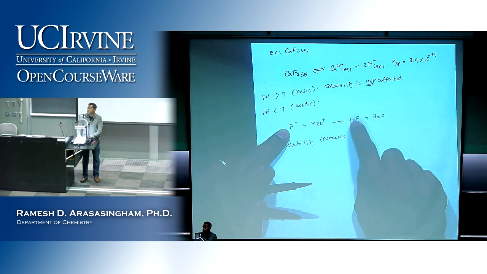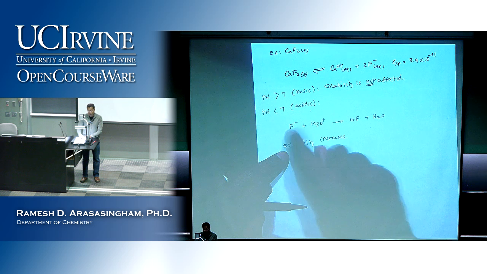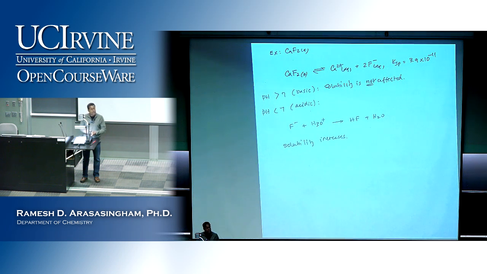Remember, almost 99.9% will want to be HF, and only a small amount will be F minus. So what happens is it'll react with the hydronium ion to give you HF.